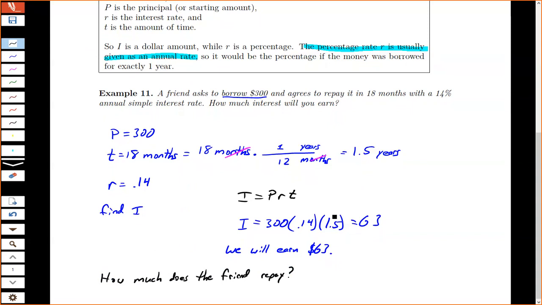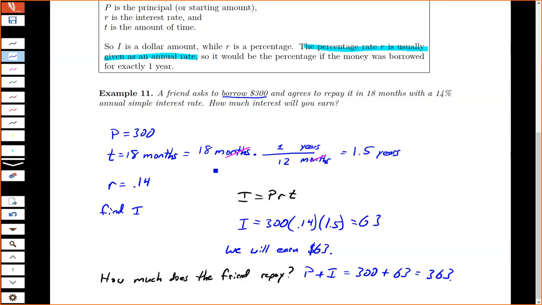Okay, so they have to repay what they borrowed and also the interest, right? So the amount that they have to repay is going to be P plus I. So 300 plus the 63, so $363. Okay, nice job.